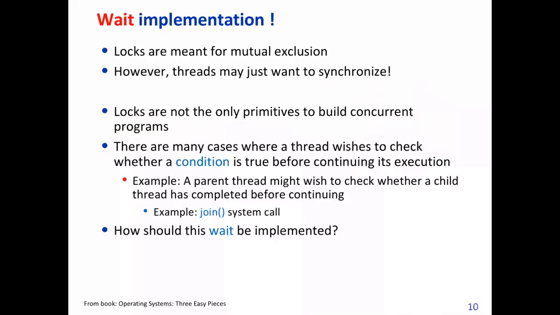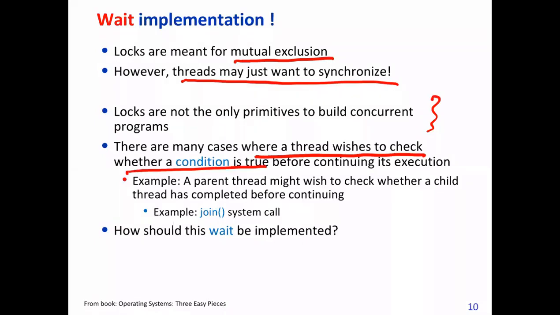Also a little bit about locks. Locks are meant for mutual exclusion. However, threads may just want to synchronize. So there's a difference. You may not always want mutual exclusion, but you may just want to synchronize. So locks are not the only primitive to build concurrent execution, and there are many cases where a thread wishes to check whether a condition is true before continuing its execution.